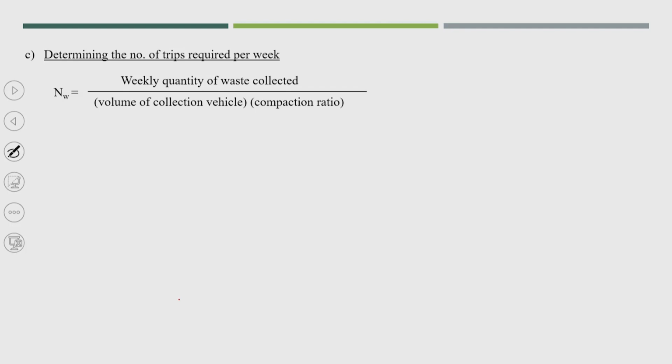The number of trips required per week can be calculated if you know the weekly quantity of waste collected divided by the volume of the collection vehicle. Only we multiply the compaction ratio with that. So, 230 meter cube per week is already given, and the collection vehicle is 23 meter cube. From that we can calculate 5 trips per week, that is the NW value.